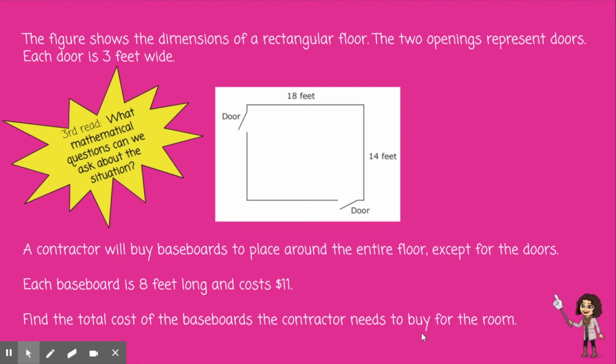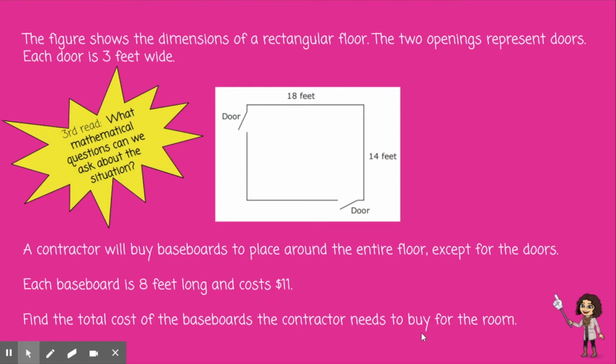The figure shows the dimensions of a rectangular floor. The 2 openings represent doors. Each door is 3 feet wide. A contractor will buy baseboards to place around the entire floor, except for the doors. Each baseboard is 8 feet long and costs $11. Find the total cost of the baseboards the contractor needs to buy for the room.